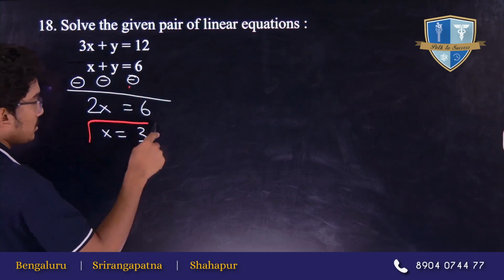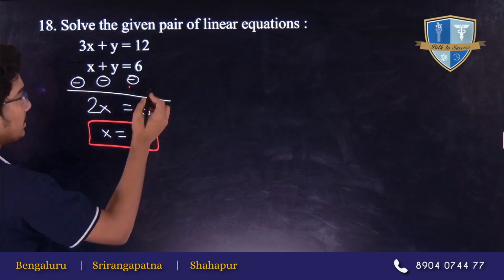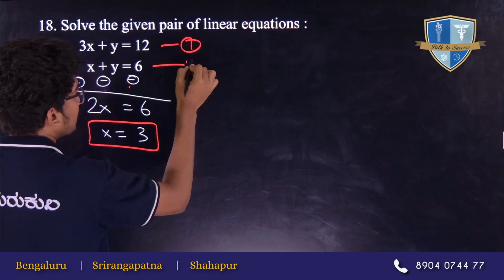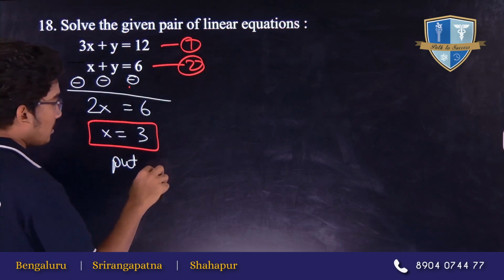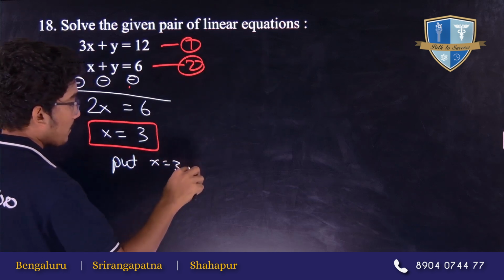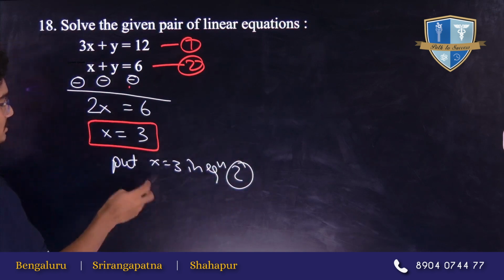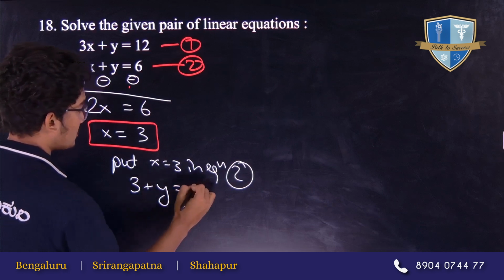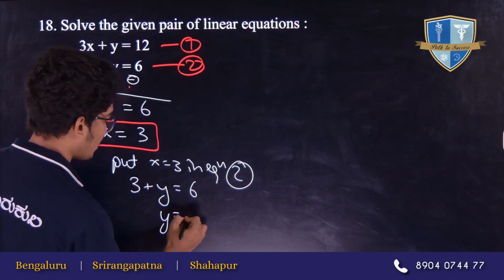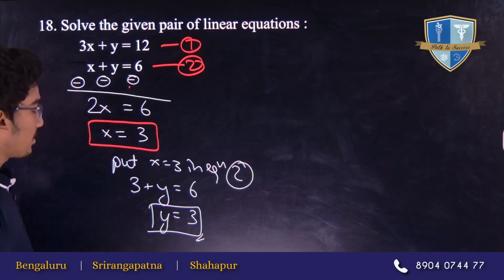So x is equal to 3 and we'll put 3 in any of these equations, we'll get a value of y. So this is our equation 1, this is our equation 2. So we'll put x is equal to 3 in equation 2. If we are putting x equals to 3 in equation 2, means 3 plus y is equal to 6, means y is equal to 3 again. So our value of x is 3 and our value of y is 3.